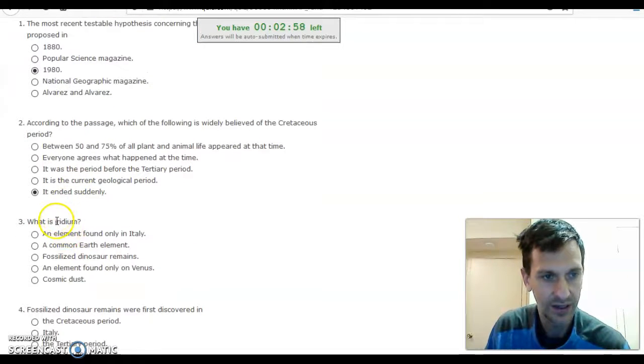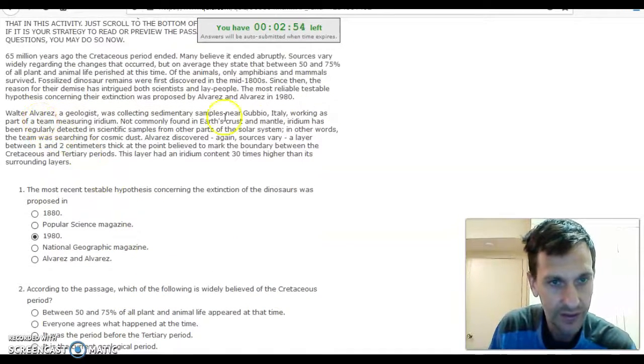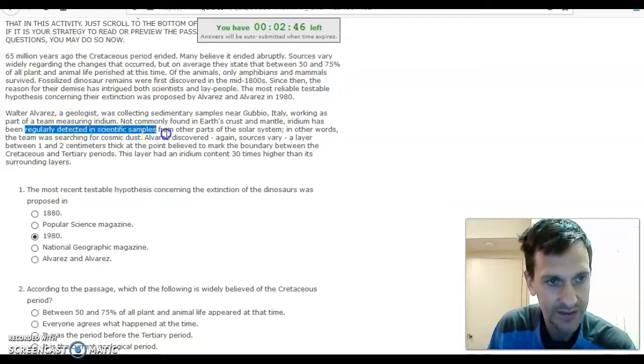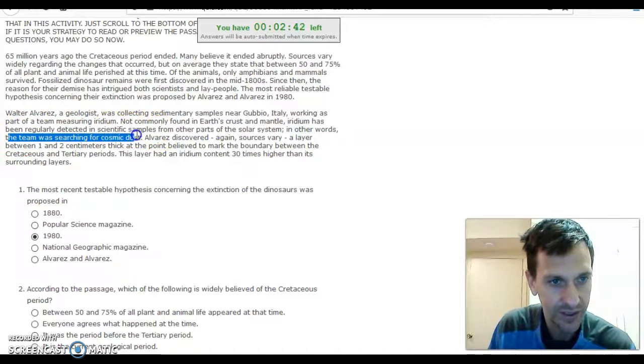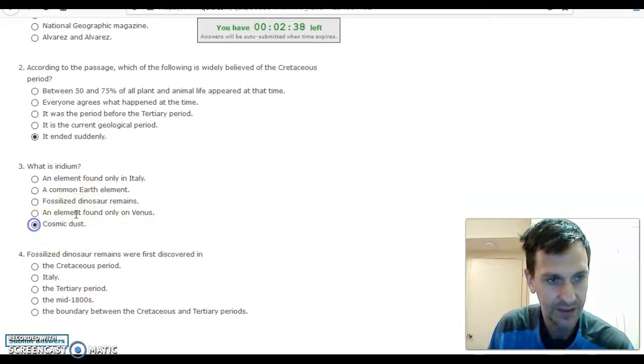What is an iridium? All right, so look for the word iridium. Scan. Iridium. Okay, part of a team measuring iridium. Not commonly found in Earth's crust and mantle, iridium has been regularly detected in scientific samples from all over. In other words, the team was searching for cosmic dust. All right, what is it? Cosmic dust.